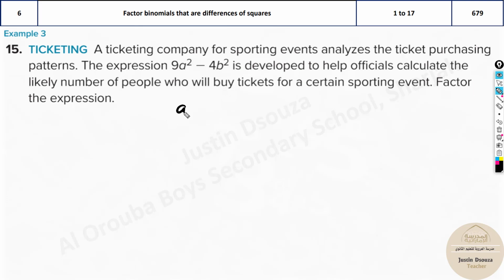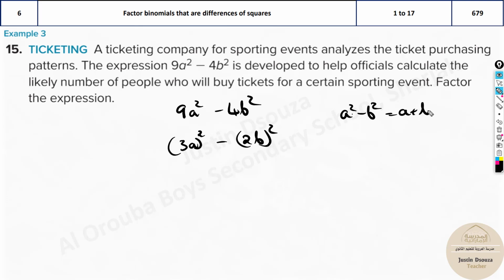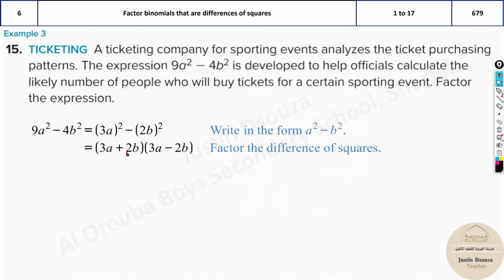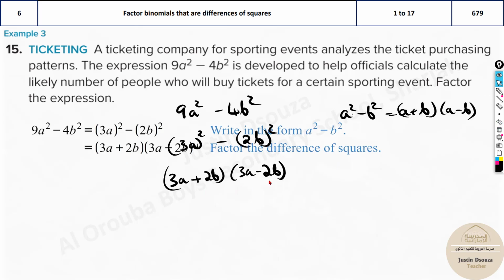We have the given expression 9a squared minus 4b squared. Over here, you can write this as 3a squared, since 9 is a perfect square, minus 2b squared. So use the formula a squared minus b squared equals a plus b, a minus b. This is the difference of squares. Now all you need to do is write 3a plus 2b, 3a minus 2b. This is it. That is the factored form. There you go. Very, very simple answer. That's what we got as well.